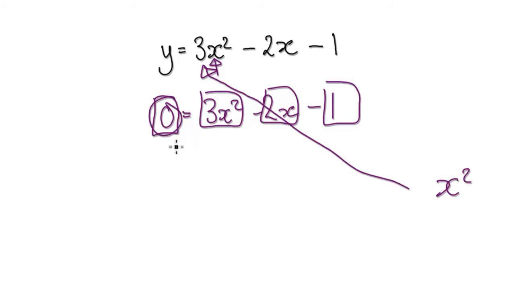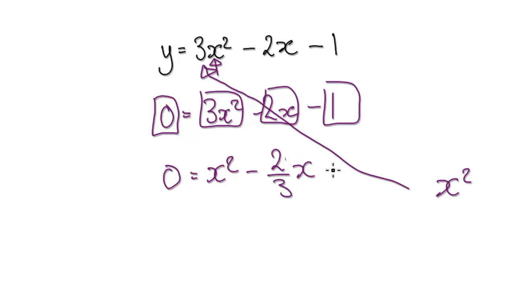So 0 divided by 3 will be 0, and then this thing divided by 3, that will be x squared. This thing divided by 3, that will be 2x over 3. I do have the right to write it like this, because if you have a fraction and then you multiply something by that fraction, it gets multiplied to the top. So we do have the right to write it like this. Divide this by 3, that would be minus 1 over 3. And now complete the square.